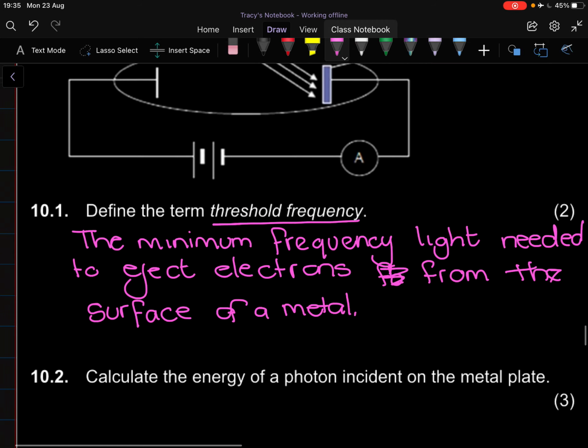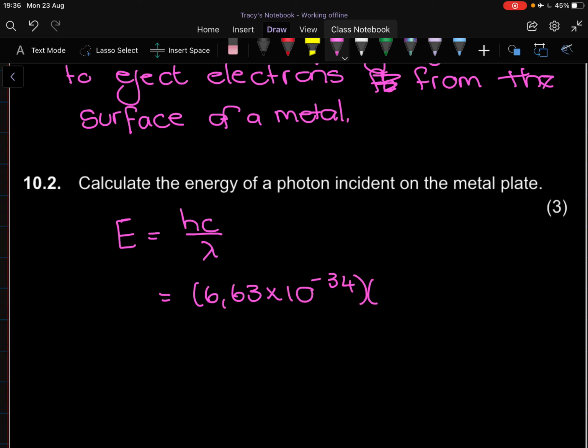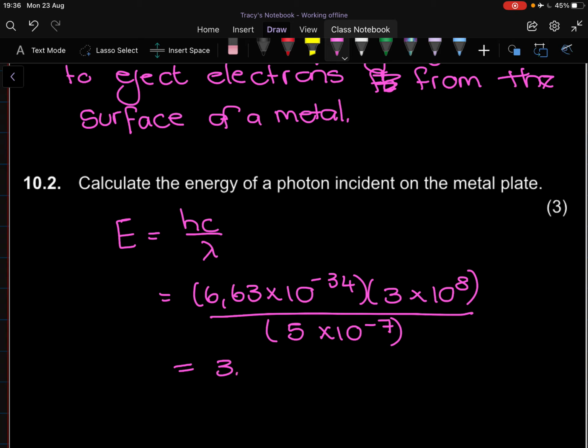Now they want the energy of the photon incident on the metal plate. Well, E equals hc over lambda. Let's do the easy one. 6,63 times 10 to the minus 34, this is 3 times 10 to the 8, and they told us that this was 5 times 10 to the minus 7. We put this all in here and we get 3,98 times 10 to the minus 19. Straightforward. We're all very, very happy.